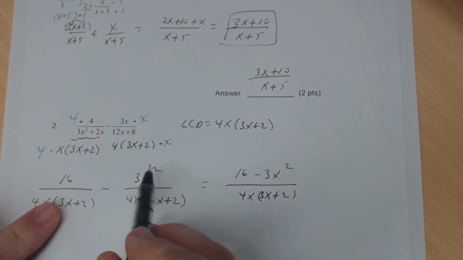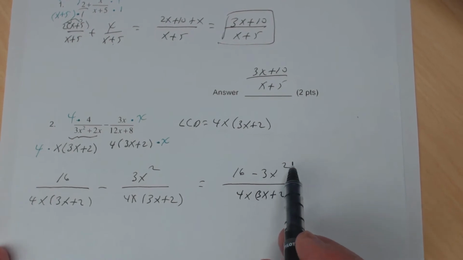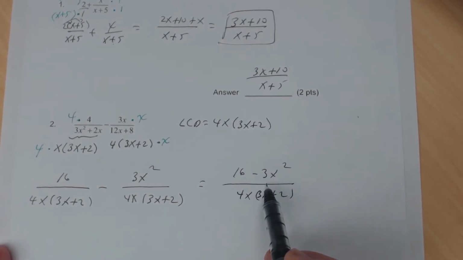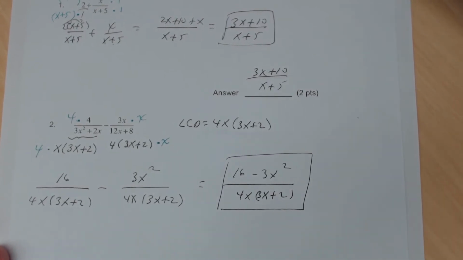Now that subtraction wasn't that bad because this was just one term. So just rewrite it. Now don't make the mistake of thinking that this is the difference of two squares, because 3 is not a perfect square. So there's nothing you can do there. There's your answer. All right, so you get 16 minus 3x squared over 4x times 3x plus 2.